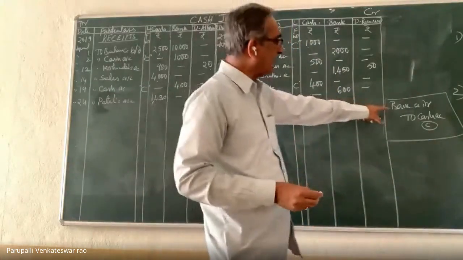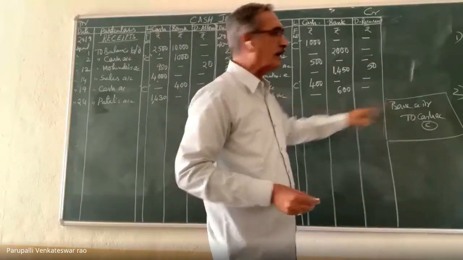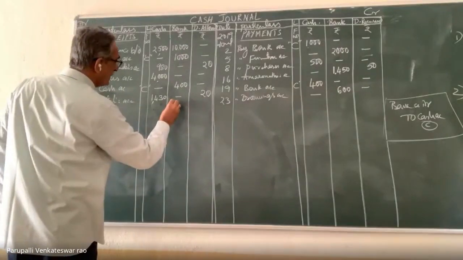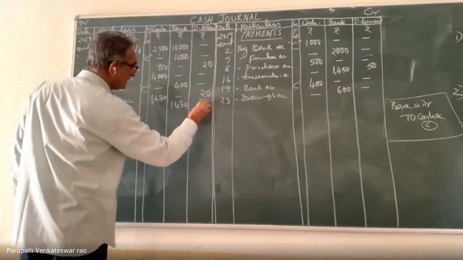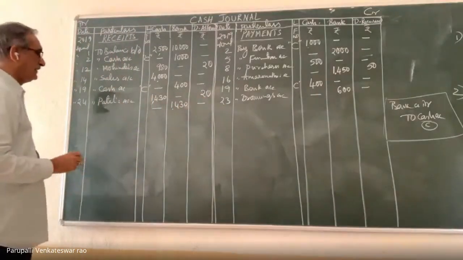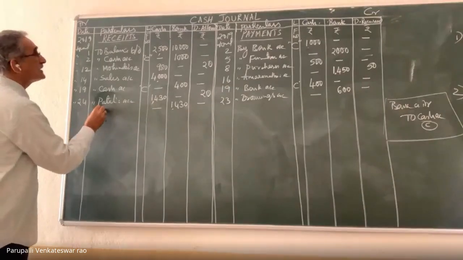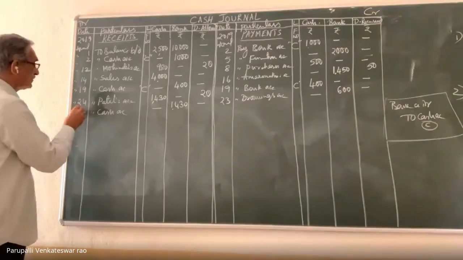Which account was debited? Bank account is debited. What is the value of the check? Bank account debit 1,430. So discount column and cash column are dashes. What do you write to? To cash account, on the 26th.